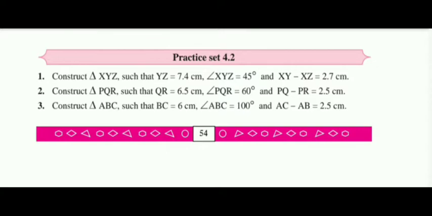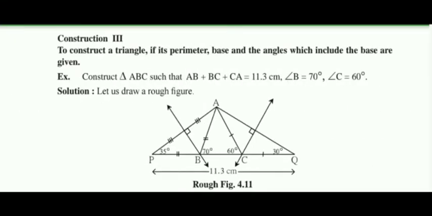Now today we are going to study construction 3: to construct a triangle if its perimeter, base and the angles which include the base are given. So here we have the perimeter, base and the angles which include the base given. Perimeter means the addition of all three sides.